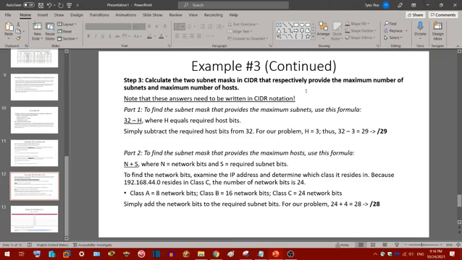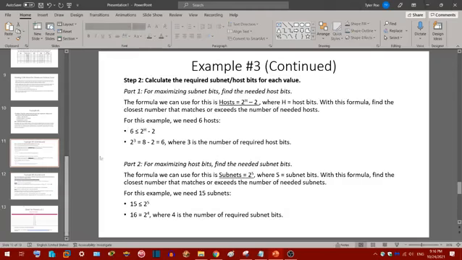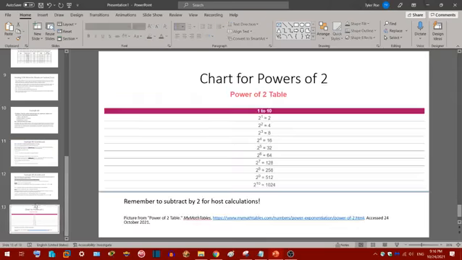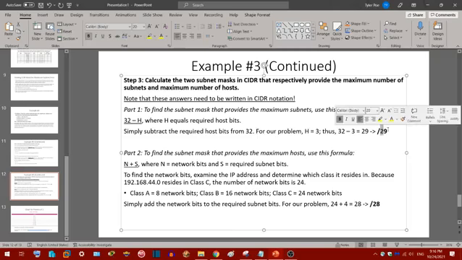So again, these answers need to be written in CIDR notation when you put them in your answers for this class. So to find the subnet mask that provides the maximum subnets, use this formula, 32 minus h, where h equals the required host bits. So going back to our problem, we found that the required host bits for this example is 3. So we simply subtract 3 from 32, and we get /29. This maximizes the number of subnet bits while meeting the required number of hosts.